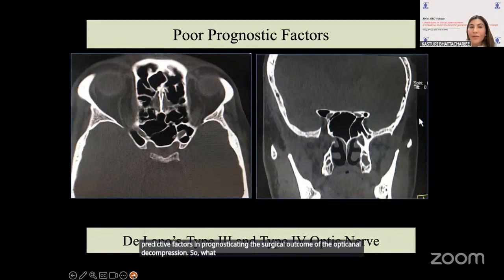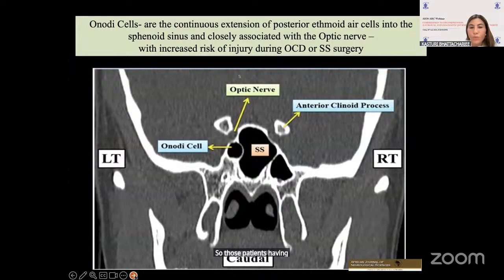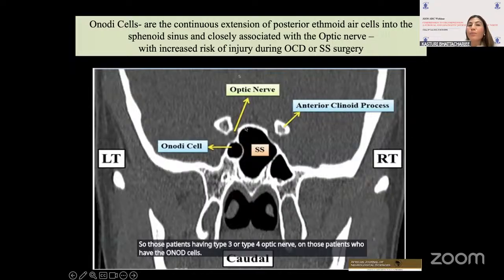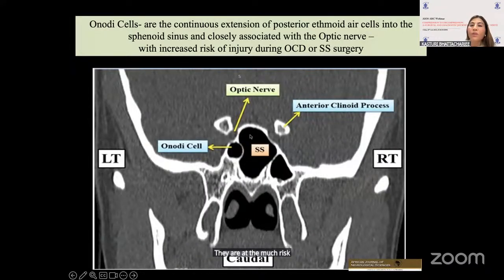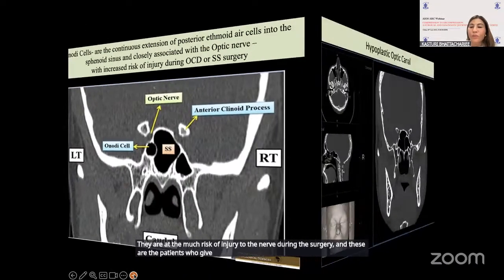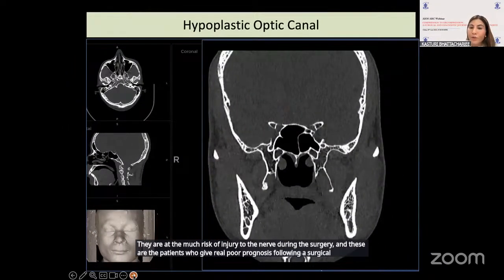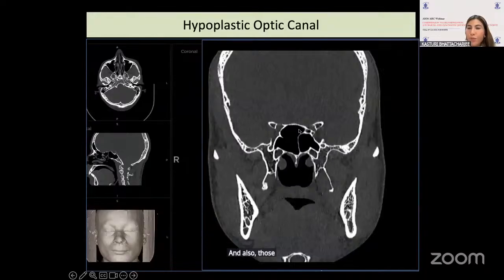So what this study has shown is that those patients who have the Delano type 3, like you can see, this is almost a type 4 Delano optic nerve, where you see the whole of the nerve is within the sphenoid sinus. So those patients having type 3 or type 4 optic nerve, or those patients who have the ONOD cells, are at much risk of injury to the nerve during the surgery, and these are the patients who give a real poor prognosis following a surgical decompression. And also those with a very hypoplastic optic canal, the chances of recovery are very less.